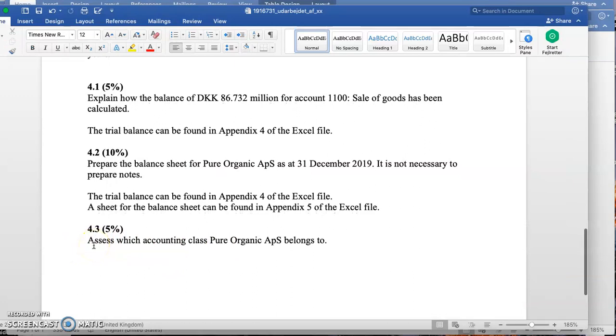Next, assess which accounting class Pure Organic ApS belongs to. The information about accounting class will be found in the book. Remember, it's different from turnover, it's different from number of employees, there are different things to look at. I'm not going to give you the answer, but the book will show you. It's called regnskabsklasser in Danish.